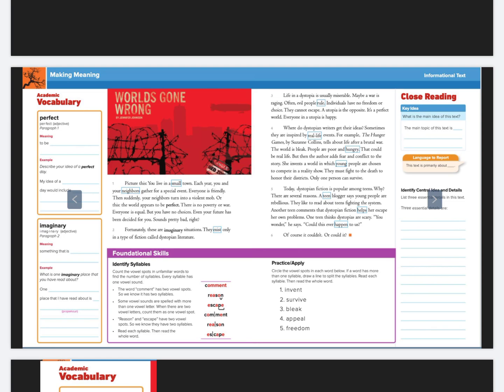Today, dystopian fiction is popular among teens. Why? There are several reasons. A teen blogger says young people are rebellious. They like to read about teens fighting the system. Another teen comments that dystopian fiction helps her escape her own problems. One teen thinks dystopias are scary. You wonder, he says, could this ever happen to us? Of course it could. Couldn't. Or could it?